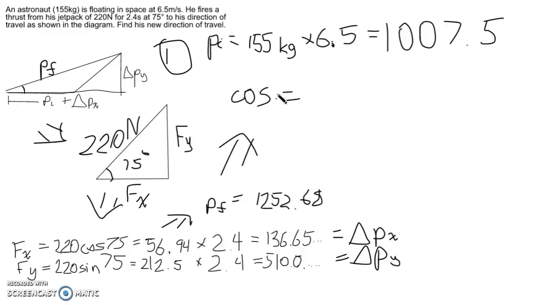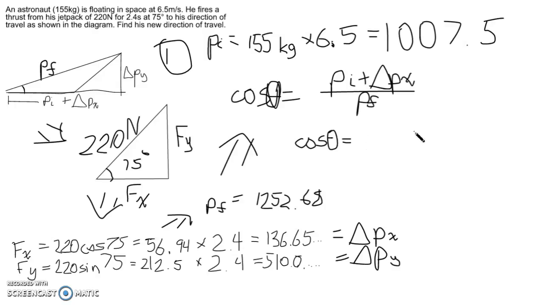So the cosine of the angle we're looking for would be p_i plus delta p_x over p_f. So it's the x, the adjacent leg over the hypotenuse. That's just cosine. So first, for cosine theta, we find that when you add these two together, you get approximately 1,144 point something. It goes on for a while, and there should be a decimal here.